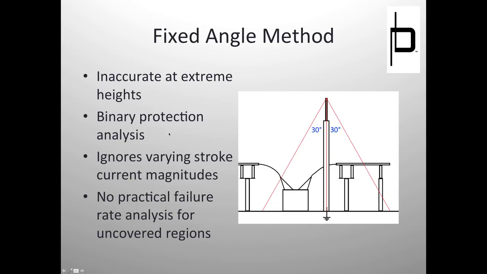These next two bullet points stem from that. It's a binary protection analysis, and it ignores varying stroke current magnitudes. Not every lightning strike is the same. We're going to find out in a little bit that lightning can vary, and as it does, the way it strikes varies, and this method doesn't account for that. There's also no practical failure rate analysis for the uncovered regions. Like I said, in this previous example, if this is the only part that's exposed, how many times is it going to fail? Is it economical to put another mast up? We don't really have a way to calculate what that failure rate is going to be so that we can compare against the economics of whether it's worth doing or not.